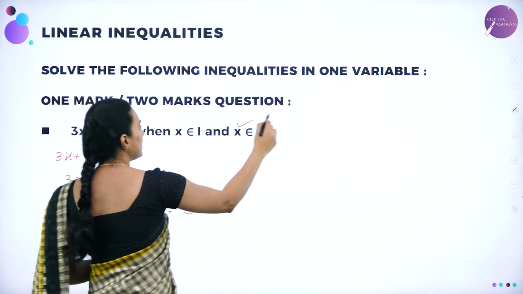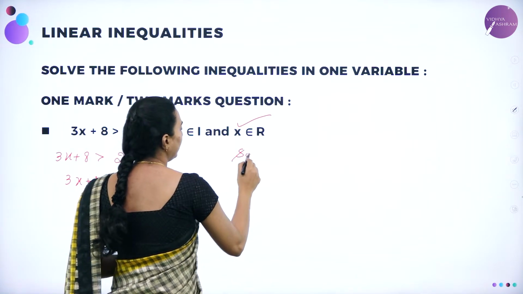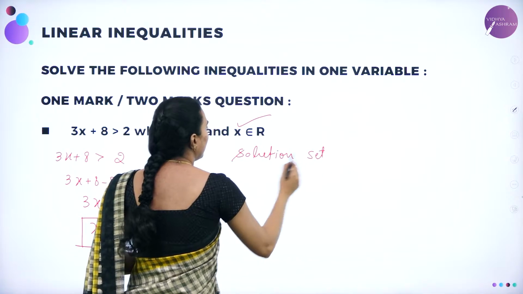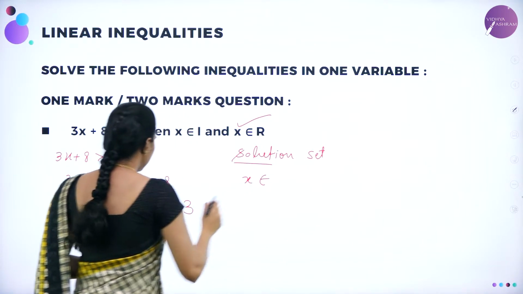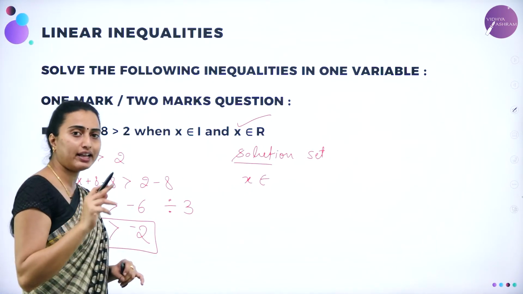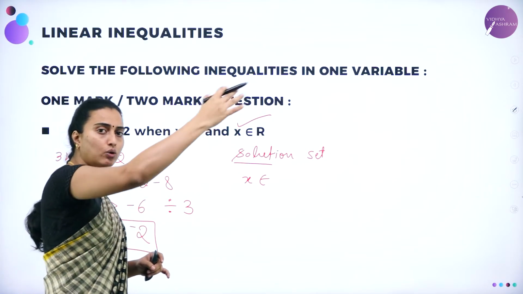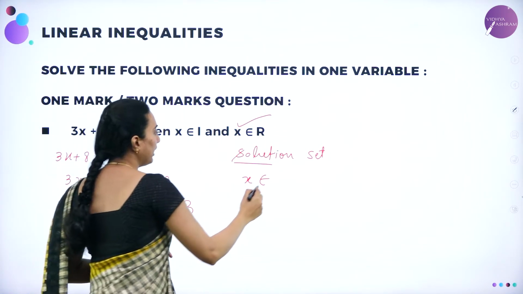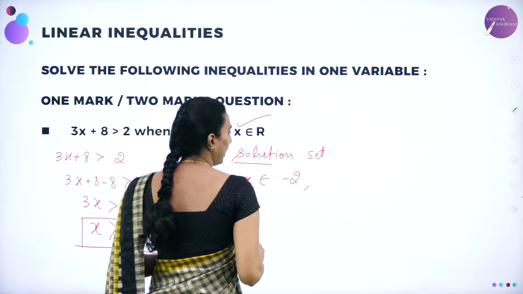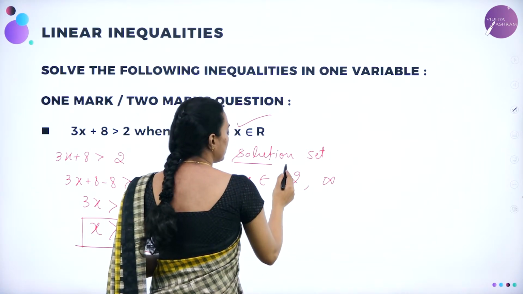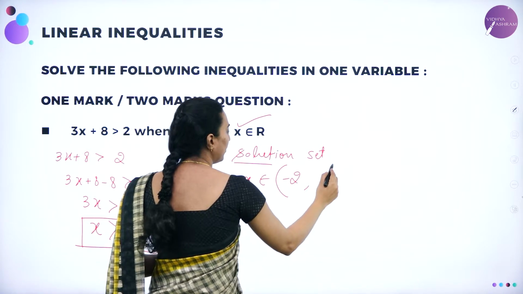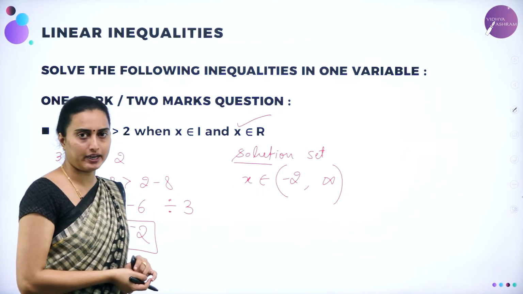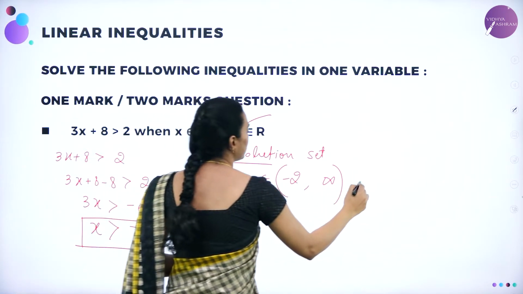Let me find out first x belongs to R, the solution set. So solution set is given by x belongs to, see, greater than is a slack inequality. Greater than minus 2 means it will go to the right hand side. Greater than minus 2. So minus 2 is here, comma, up to infinity. Minus 2 is a slack inequality, excluded. Even though infinity is included, we are going to write it in an open bracket. Now this is a solution set when x belongs to R.